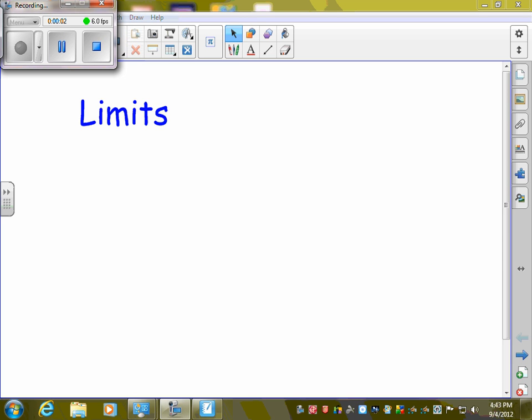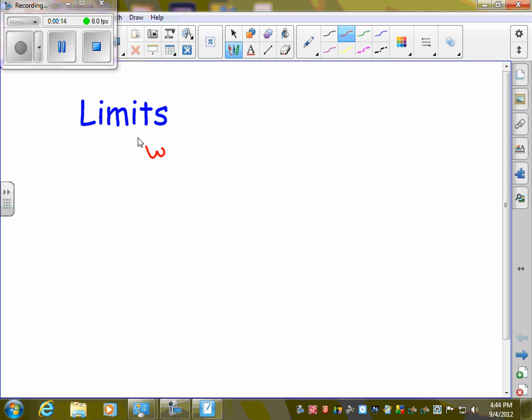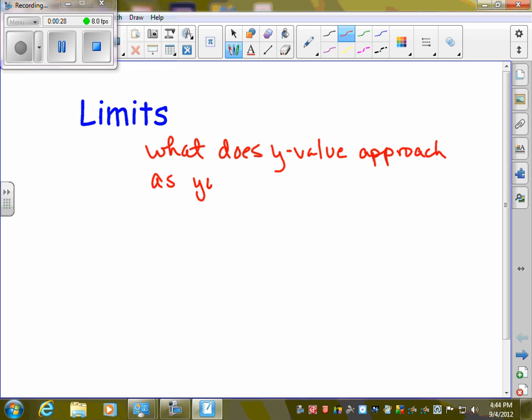Today we're going to introduce the idea of a limit. First thing we need to talk about is what are we actually talking about when we're discussing finding a limit. The easiest way to think of limits is limits are just going to be what does your y value equal or approach as you pick numbers or as you get close to some value of x.